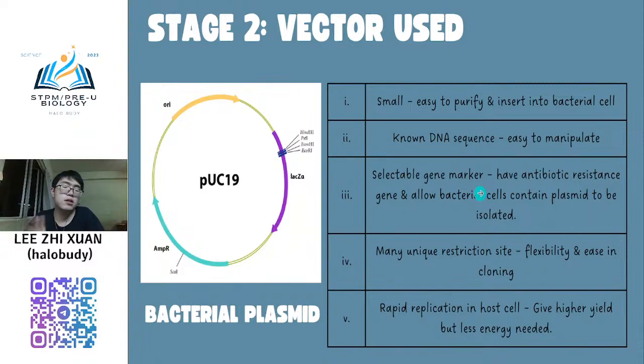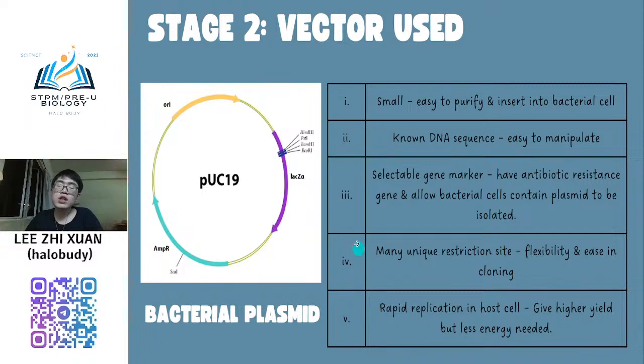So this one I will explain later. Another one: many unique restriction sites. They found that within the plasmid there are many unique restriction sites. So you see here, the purple color is the restriction sites. So actually there are many restriction sites here.